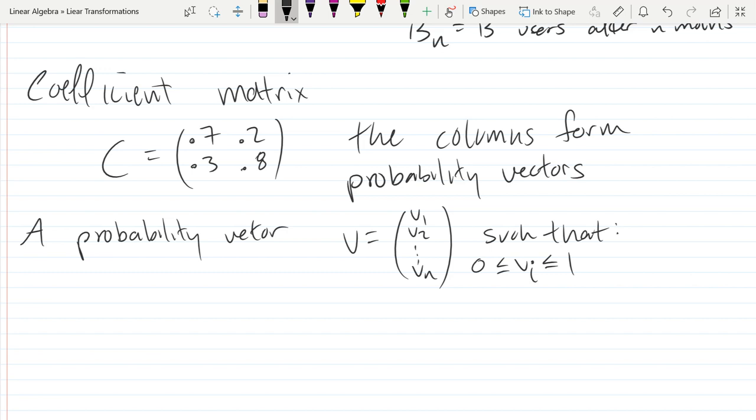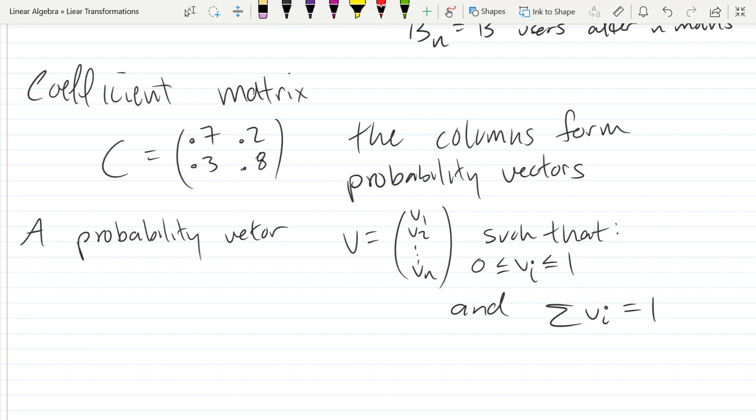I'm not a big fan of using percentages. If I want 90%, I just use 0.9. So each of these are numbers between 0 and 1. And if we add them all up, the summation of vi, you get 100% or 1. So individually, all the probabilities are between 0 and 100%. And then you add up all the probabilities, you should get exactly 100%. So that's what a probability vector is. All the values will be small positive numbers that add up to 1.